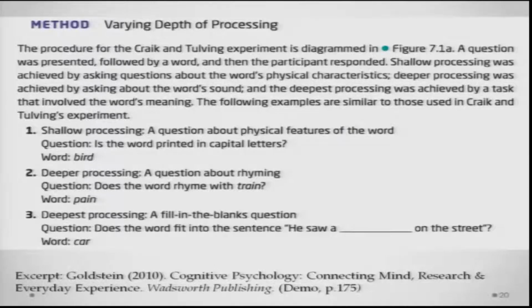Now again there is a demonstration. So the procedure for Craik and Tulving's experiment is right here. There could be a word and different questions asked about that word, which will invoke different levels of processing. Suppose there is a word called bird and I can ask you a very simple question: is the word printed in capital letters? Another word is pain and I can ask you if the word rhymes with the word train. A third word is car and I ask you to fill it in a sentence. I say, he saw a dash on the street. Is it possible that car can be filled in this particular blank?